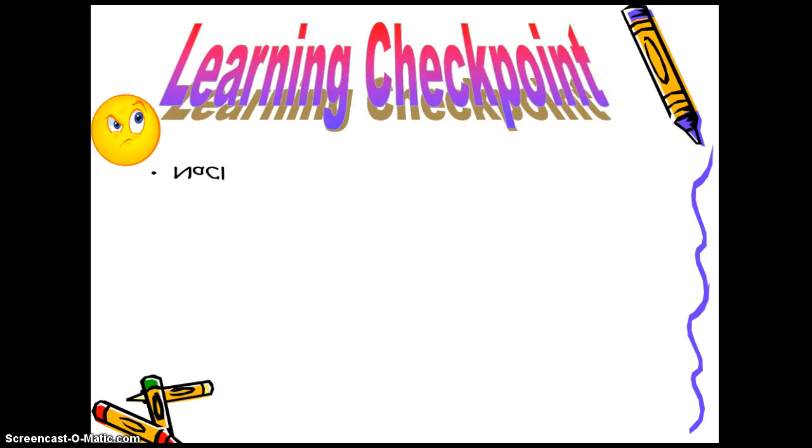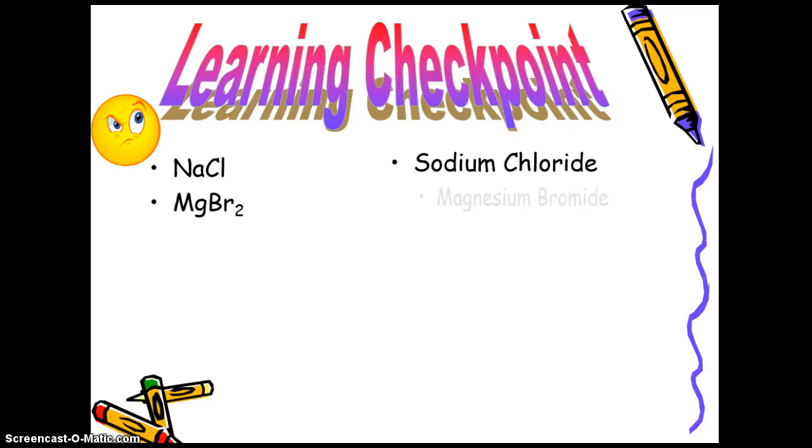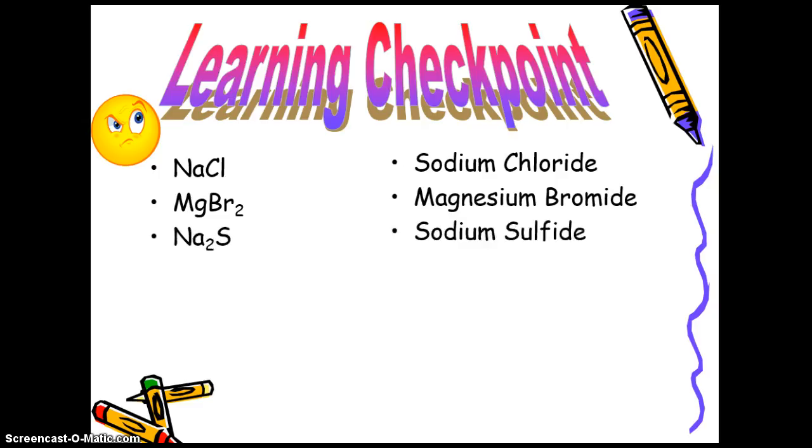So NaCl would be named sodium chloride. MgBr2 would be named magnesium bromide. Na2S would be named sodium sulfide. K3P would be named potassium phosphide.